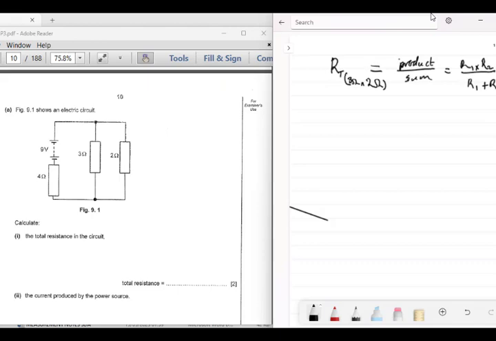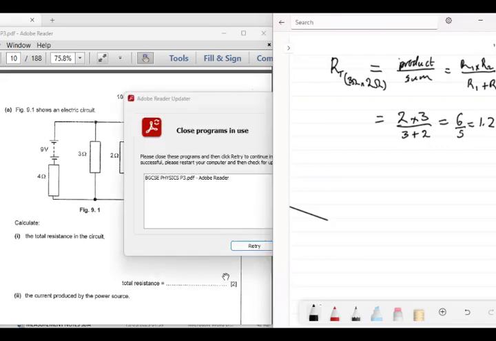That's our equivalent resistance. But for this, there is 3 and 2, so it's 2 times 3 divided by 3 plus 2. This is 6 divided by 5. The answer here is, let me compute this. 6 divided by 5 is 1.2. So now I have combined 3 and 2.